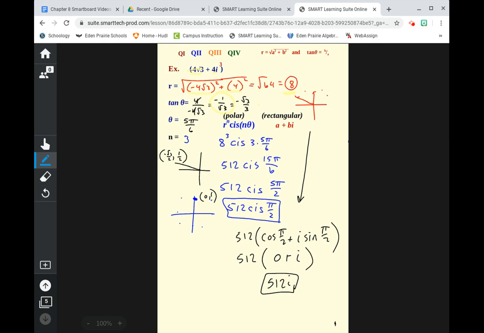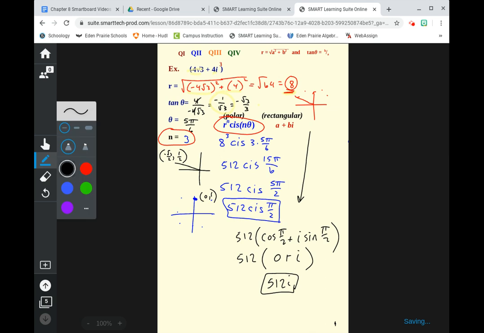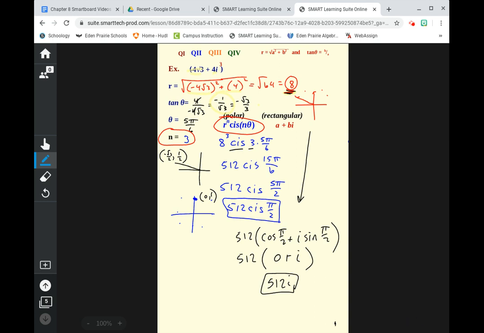And of course, n was equal to 3. That's my power. Now plug it into the polar form right here. So r is 8. We found that up here. r is 8, to the third power, cis of n, again 3, times theta, which is 5 pi over 6. Clean it all up. 8 to the third power is 512. 3 times 5 pi over 6 is 15 pi over 6. And 15 pi over 6 simplifies to 5 pi over 2.